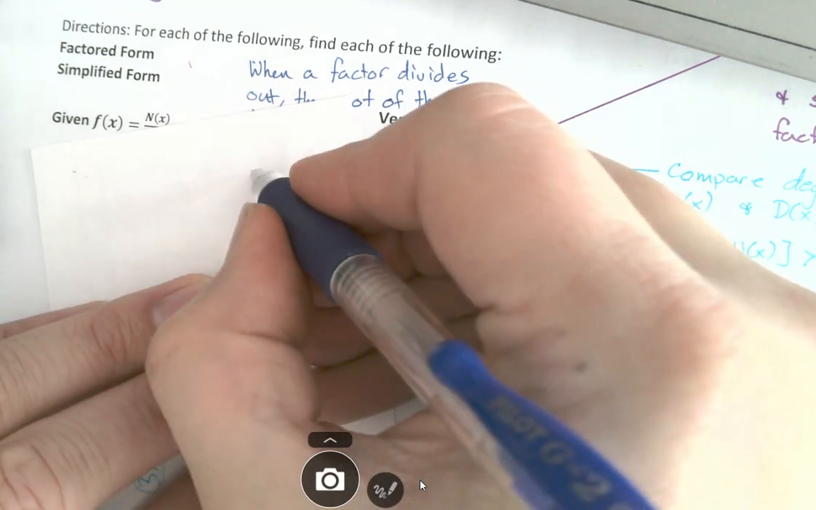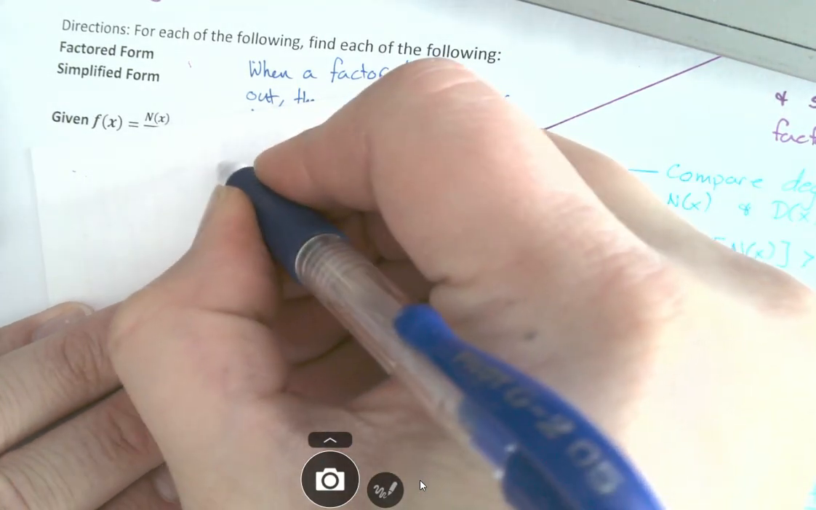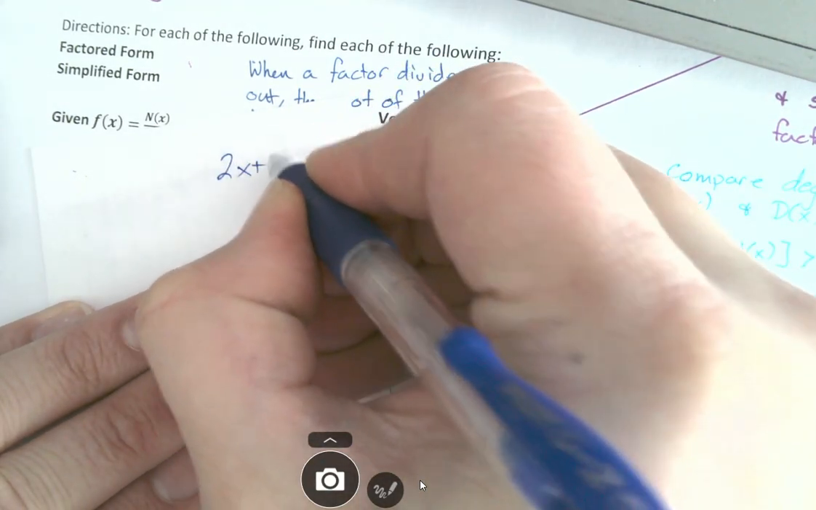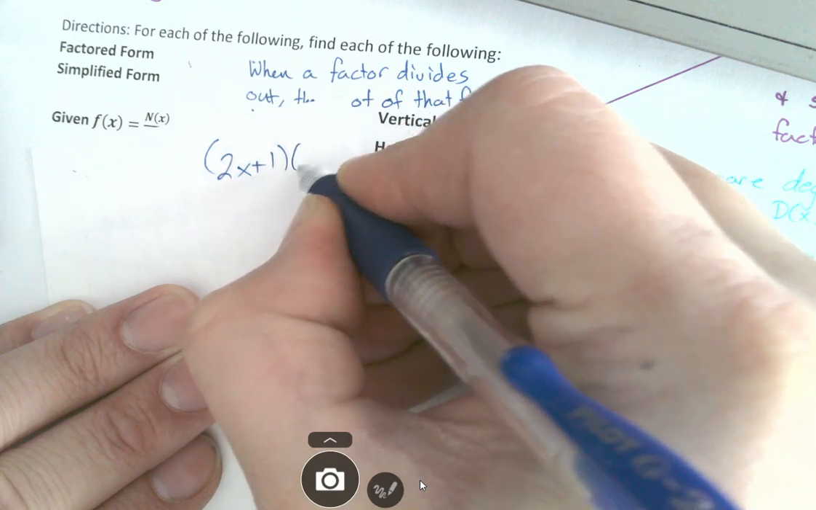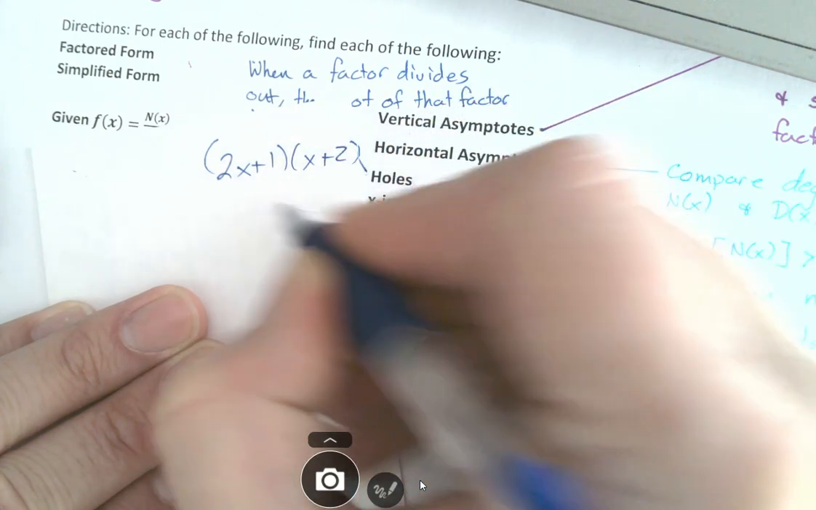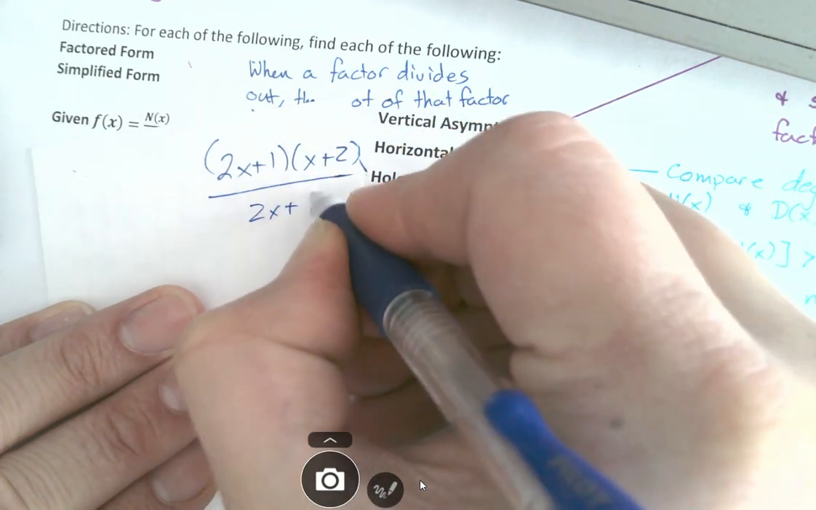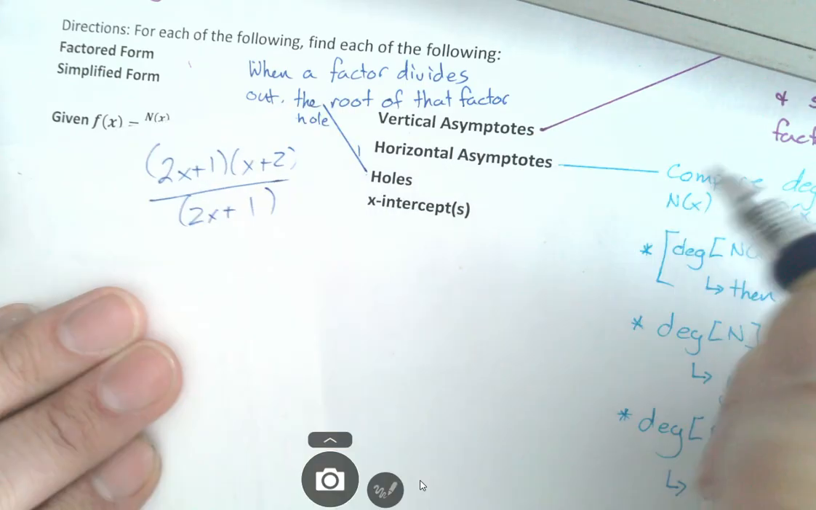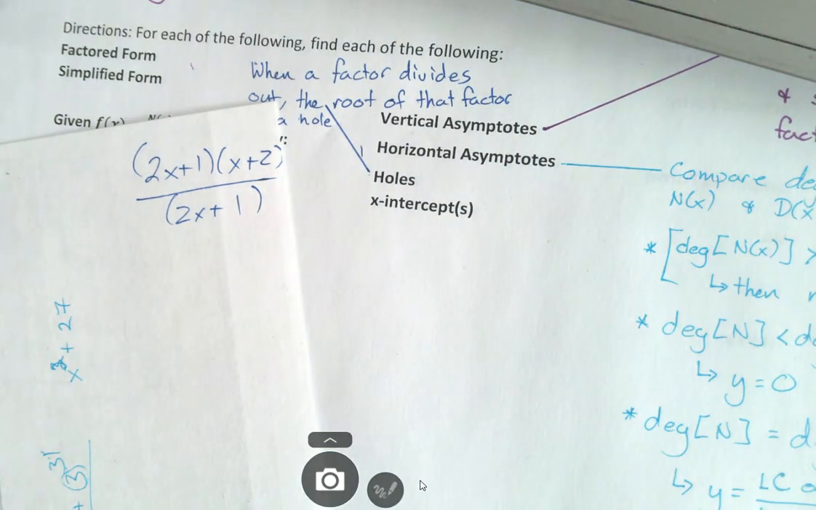All right, so we're going to do a quick example here. Let's say that I had something that looked like this: (2x plus 1)(x plus 2) over (2x plus 1). So this is the form of it. First off, and we're going to hit a bunch of them, how many factors do I have in the numerator? 2. There are 2 of them.